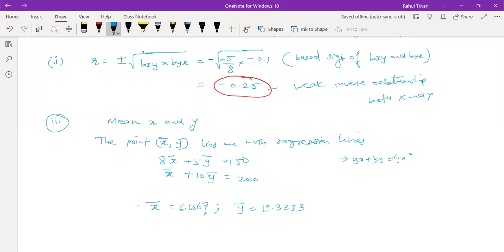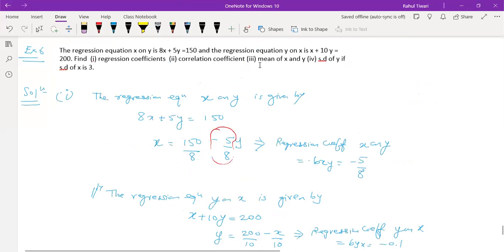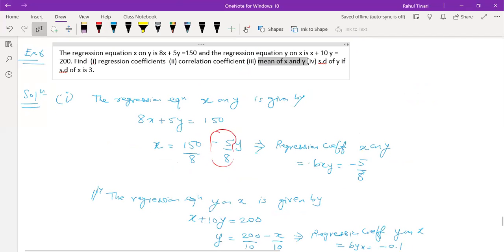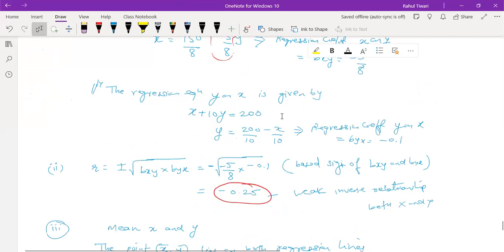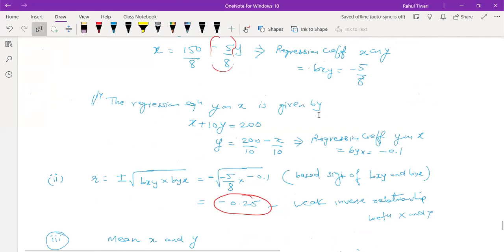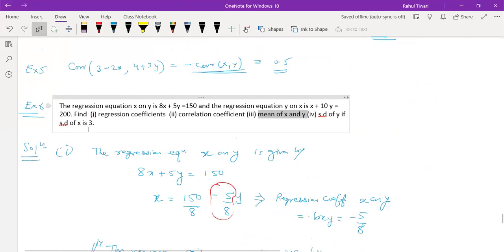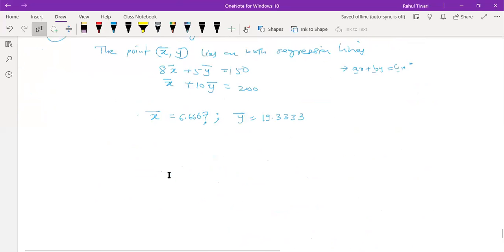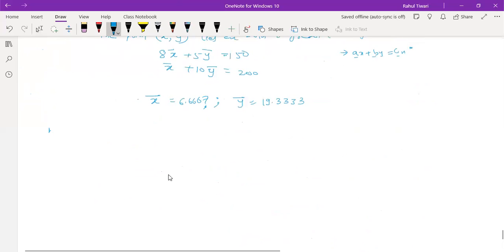What is the third part? What is the next part? So this we finish. The mean of x and y is nothing but x bar, y bar. Okay. What is the next one? Standard deviation of y, when standard deviation of x is 3. So the fourth one is, we need to obtain sigma y, and sigma x is 3.